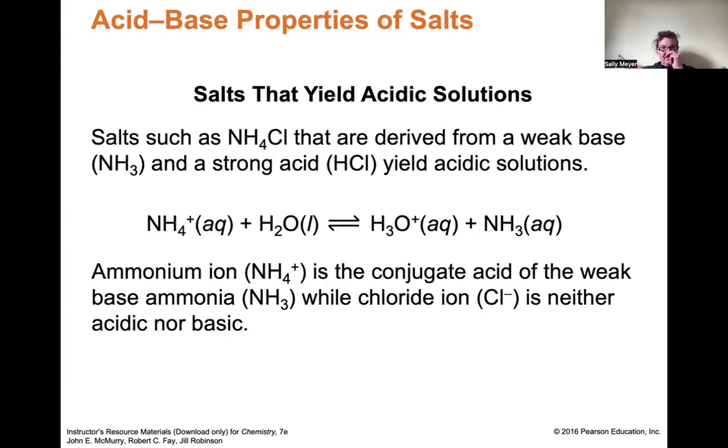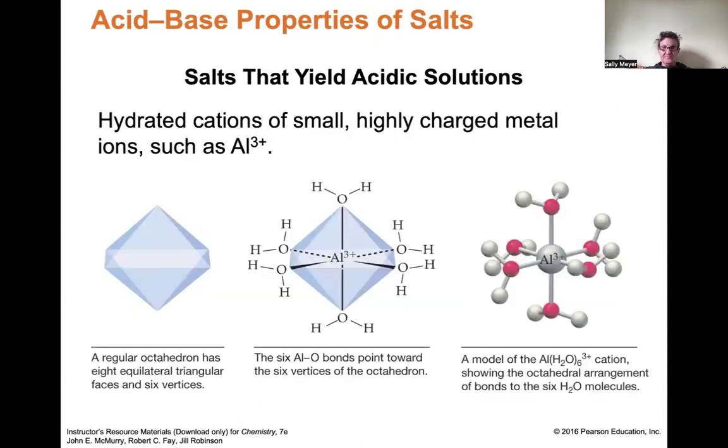If you have a salt that yields an acidic solution, you must be making a weak acid. Something like ammonium chloride, NH4Cl, when it dissolves in water, you get NH4+ and Cl-. If you look at a table of weak acids and bases, you'll determine that NH4+ is a weak acid. Therefore, if you put ammonium chloride into water, it's going to be slightly acidic.